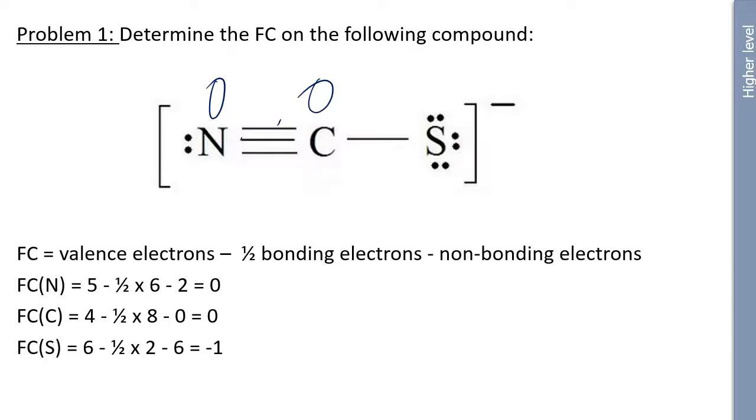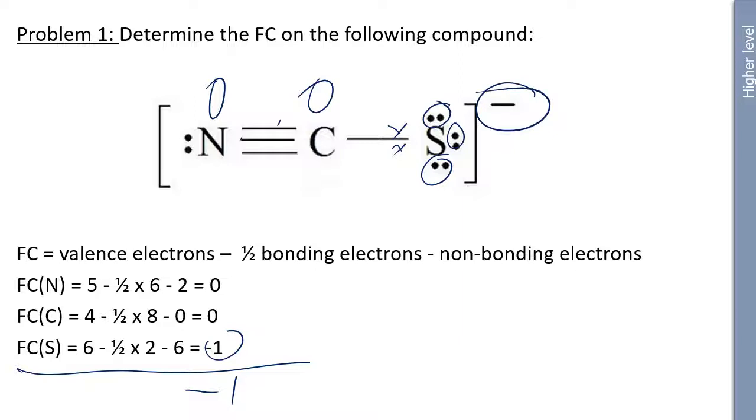And finally, we have the formal charge on the sulfur, which will be 6. Okay, that's the valency of sulfur, minus half times the 2 involved in the sigma bond with carbon, minus 6, because we have these wonderful 6 non-bonding electrons here, so it's going to be minus 1. So the formal charge of the whole species is going to be minus 1.